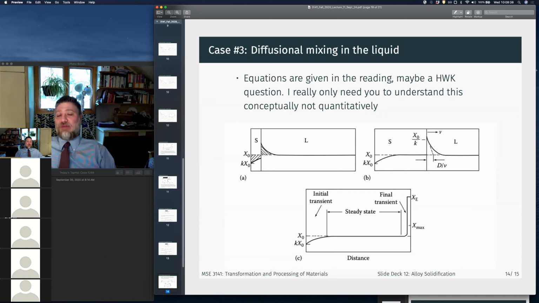So everything until the end of solidification will be covered on the exam. There'll be a little bit of stuff from Monday that will be on there.